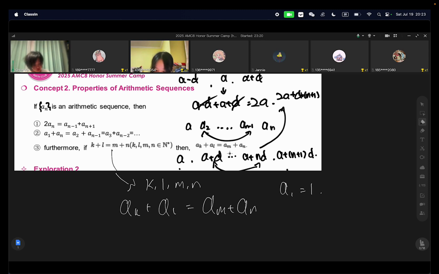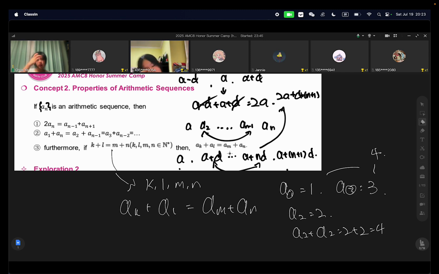So the interval is going to be 1. A3 equals 3. So we have 1 plus 3 equals 4, and 2 plus 2 is also 4. So let's say a2 is 2. So a2 plus a2 is going to be 2 plus 2 equals 4, and a1 plus a3 together is also 4, but at the same time the positions that they are in the sequence are 1 and 3. 1 plus 3 is the same as 2 plus 2, so that proves our third property.